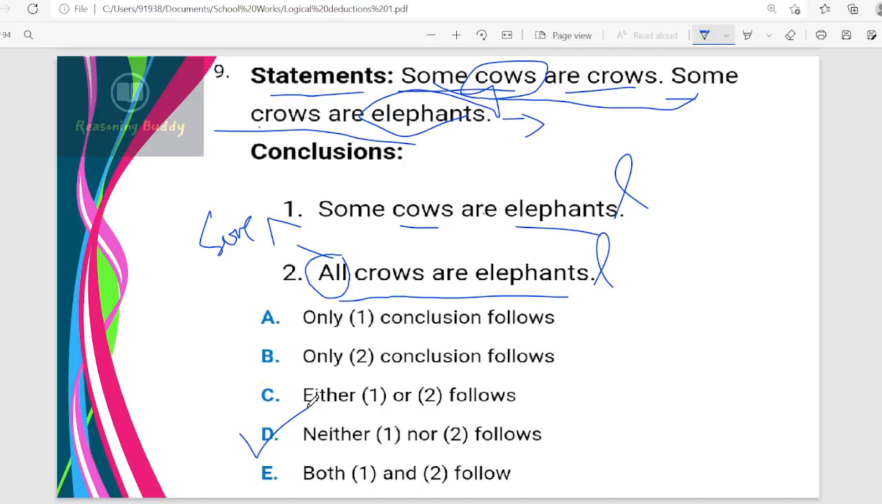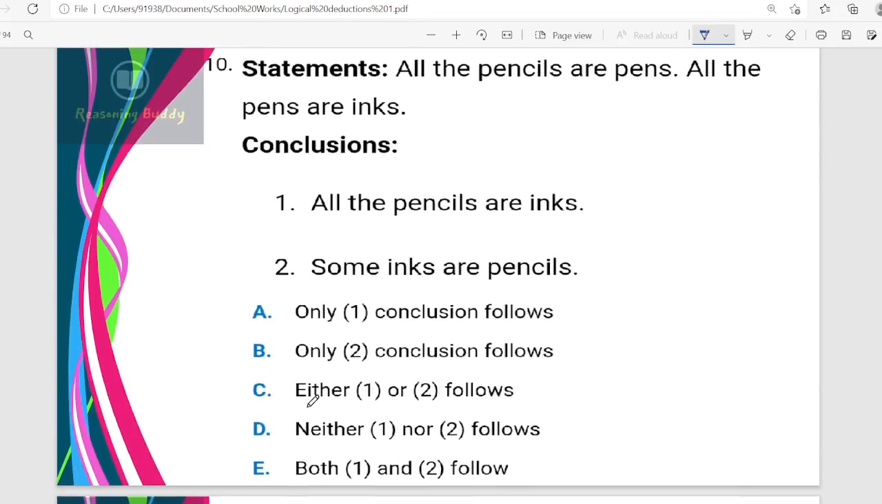So option D is correct. Next, all the pencils are.